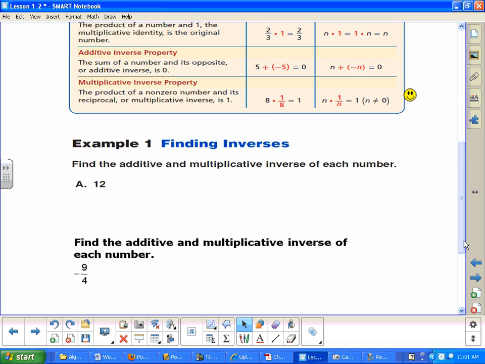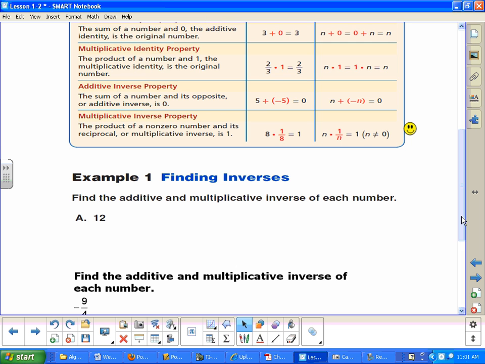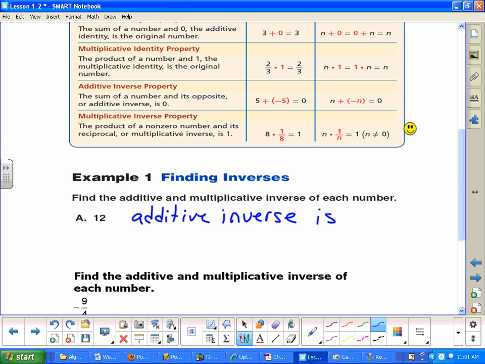So here, we have the number 12. They want us to find the additive and multiplicative inverses. So additive inverse property, the sum of a number and its opposite or additive inverse is 0. So what do I add to 12 to get 0? Negative 12. So the additive inverse is negative 12, the opposite of 12, because when I add them together, I get 0.